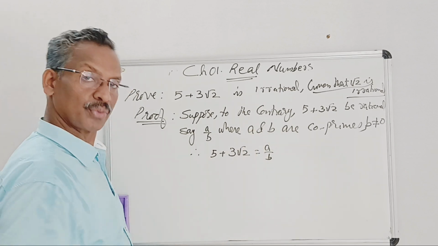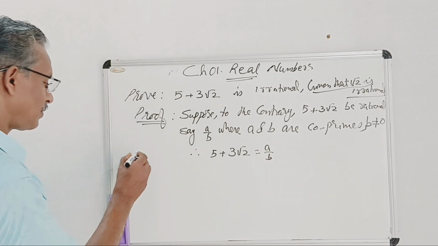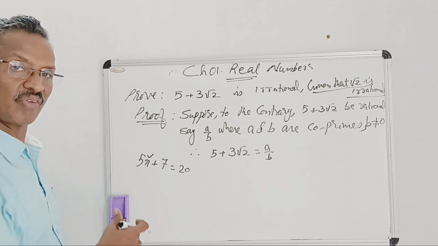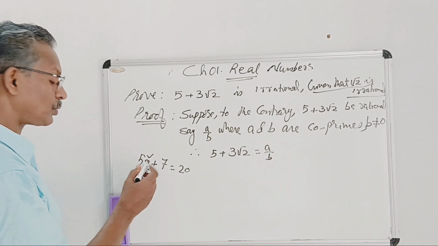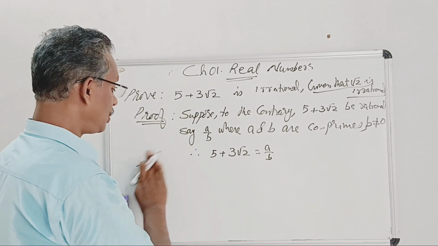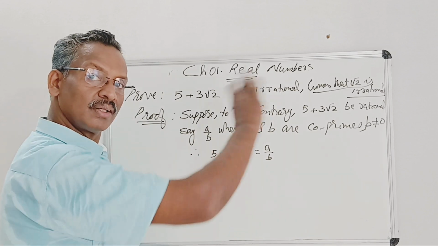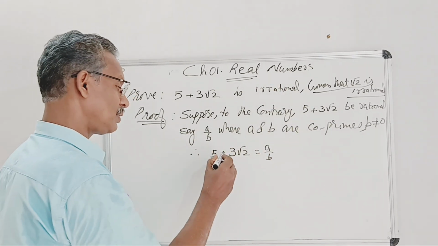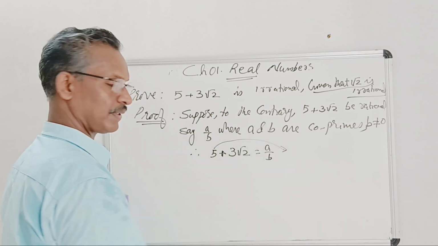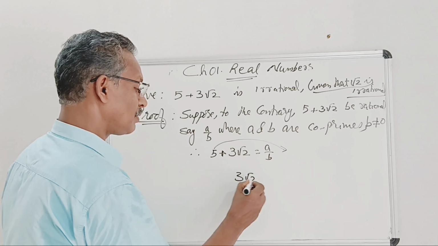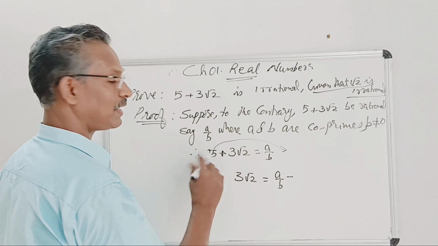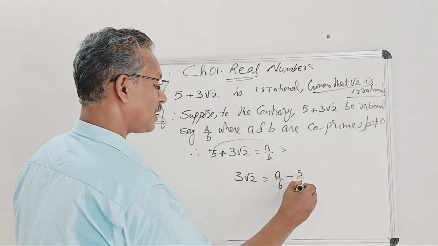Here there is no need of squaring. Here is a very simple question like this: 5x plus 7 is 20. How to solve for x? When we are solving for x, keep x on the left side and shift all other numbers to the right side. Like that, here you have to keep root 2 only on the left side and shift everything to the right. Here 3 is multiplied and 5 is added. First we have to shift the added number to the right side. So we get 3 root 2 left out is equal to A by B minus 5, since 5 is added, it goes to the other side as minus 5 by 1.